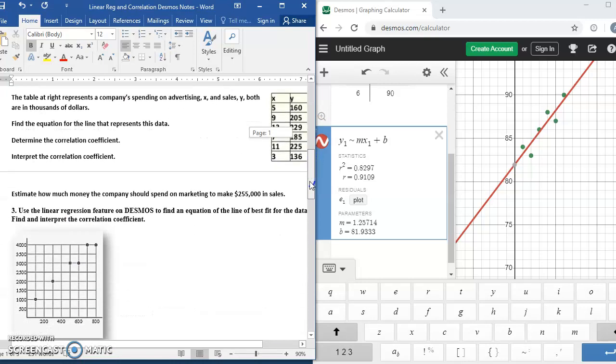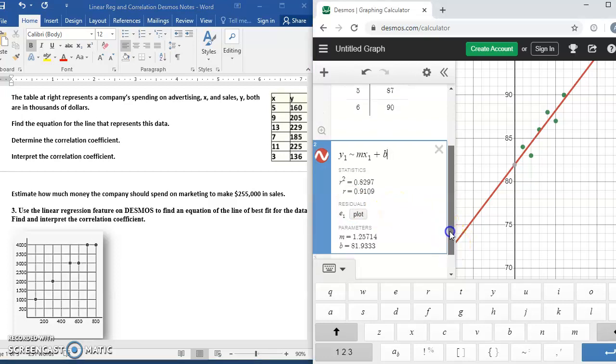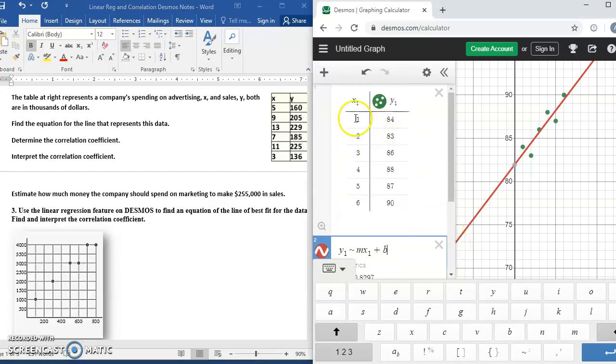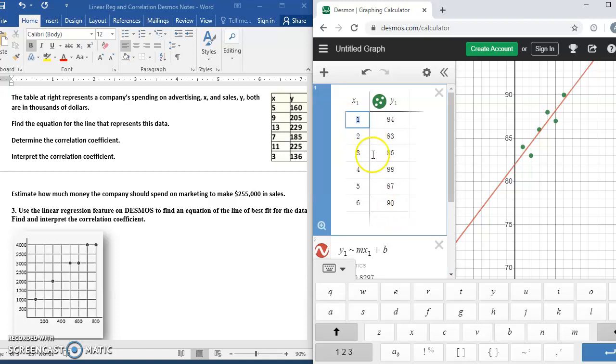In this second example, we have a table that represents a company's spending on advertising X and sales Y. Both are in thousands of dollars. We're going to find the equation that represents this data. So I'm going to keep this here on my Desmos because I can use that again.